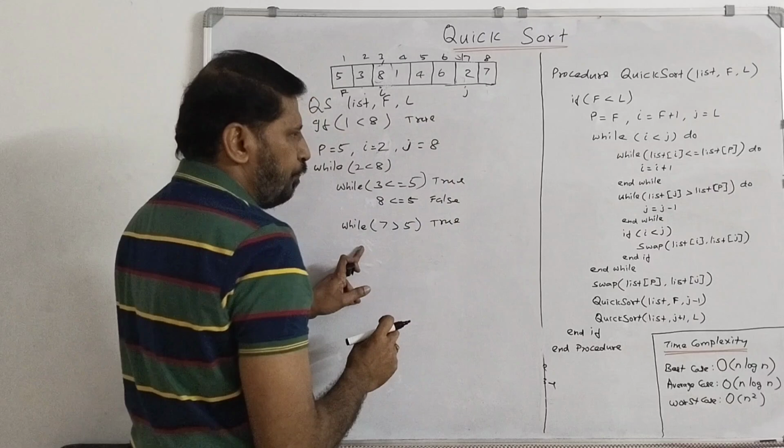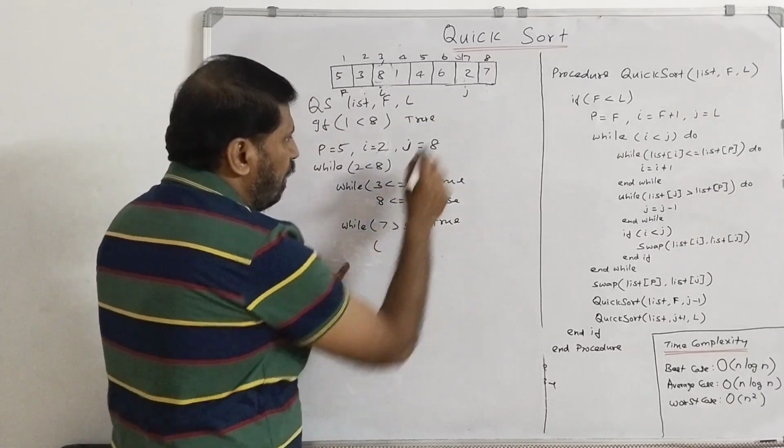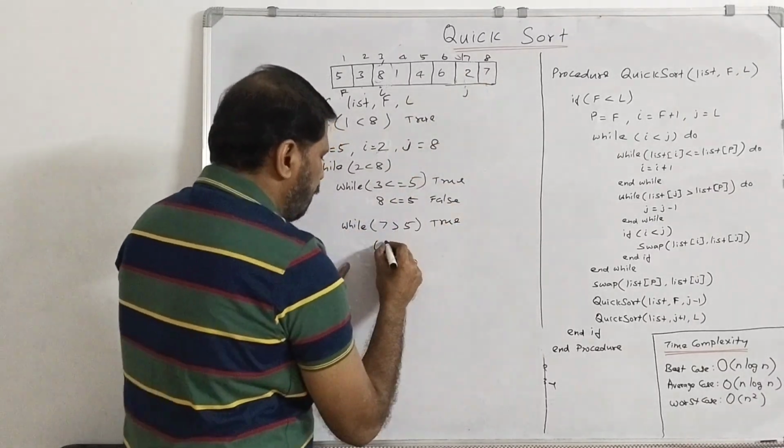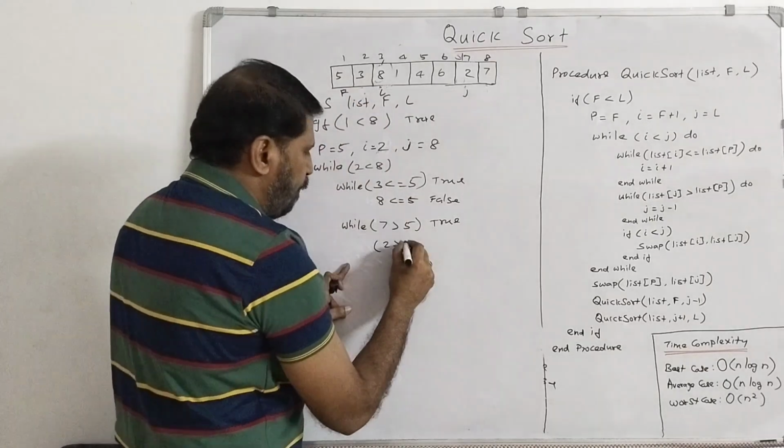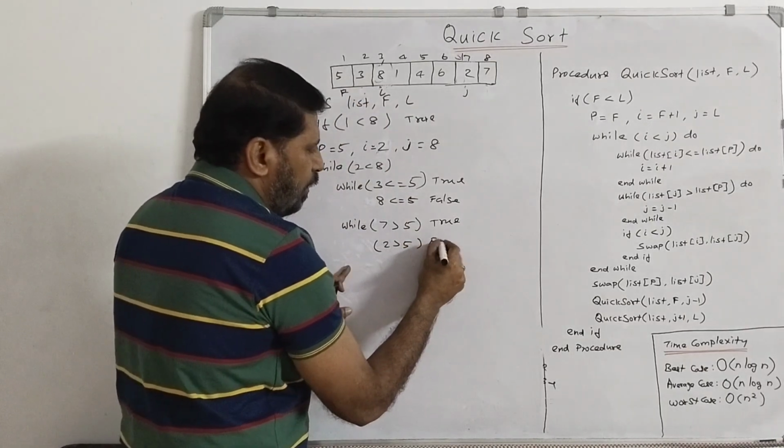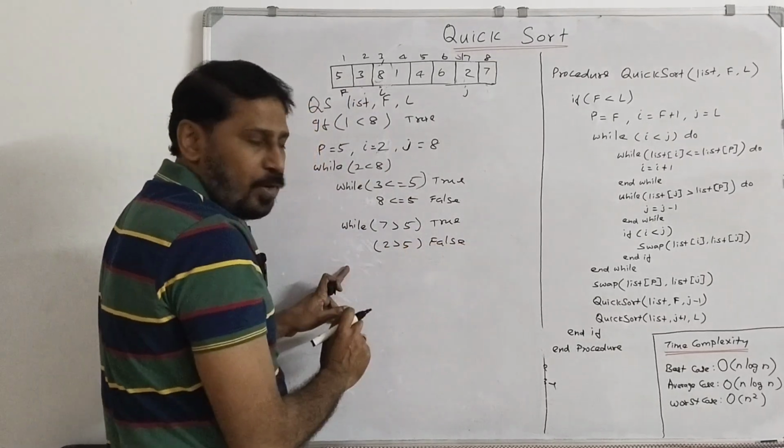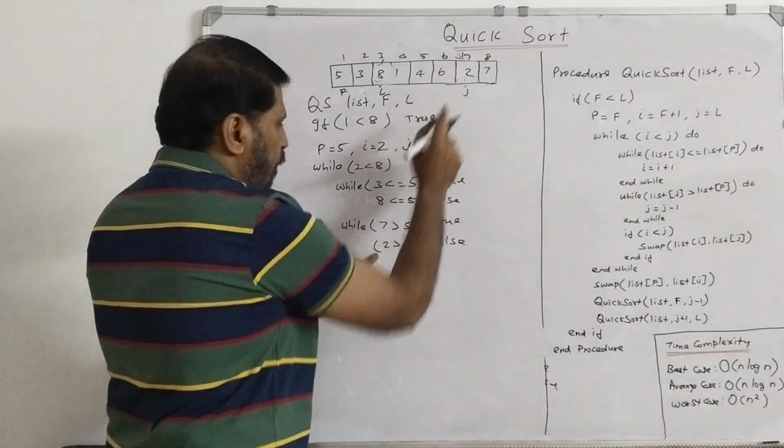That is, j comes here. Okay. So once again we are checking list of j. List of j is 2, greater than list of p, which is 5. Condition here it is false. So this is also false.